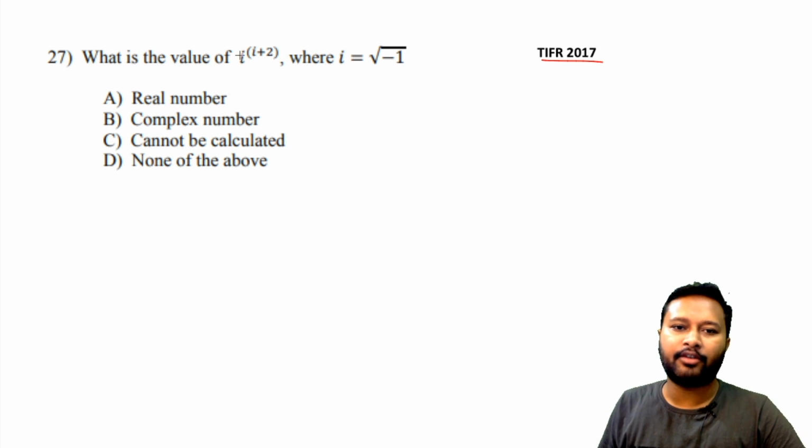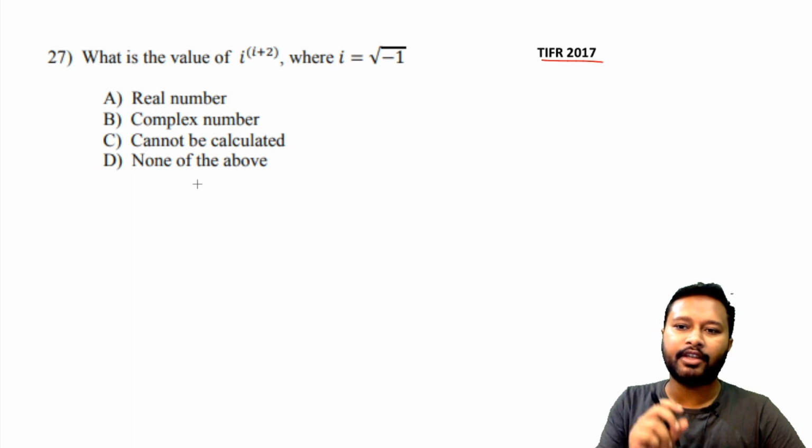So what is the value of i to the power i plus 2, where i is iota, and that equals under root of minus 1. You all know that. Now i denotes the imaginary part of the complex number, if you are not aware of it. i is called iota. In mathematics, these are complex numbers. It is asked whether it will be a real number, a complex number, cannot be calculated, or none of the above. Let's try to understand how you can do that.